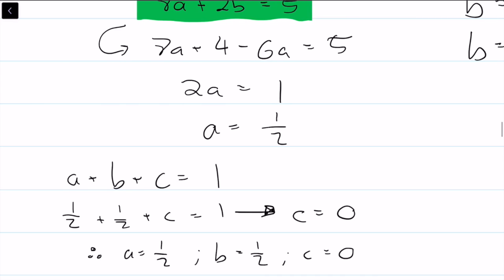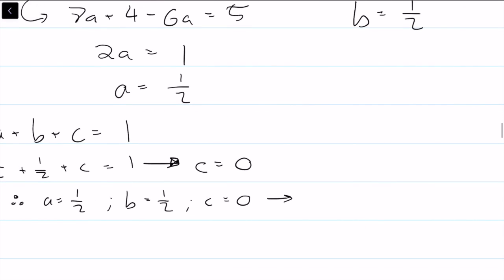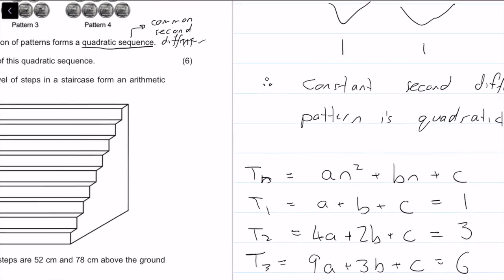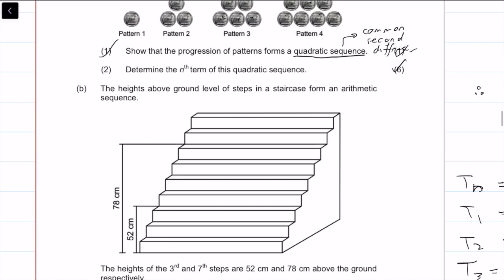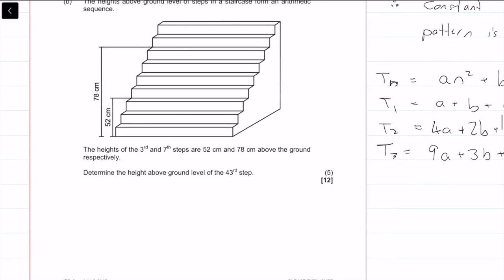Okay, off of that we can write the equation for Tn. Therefore we can say that Tn equals, remember, an squared, so that's going to be a half n squared plus bn plus c, so a half n plus c, which is 0. So that is our equation for Tn. Okay, so quite a lengthy process, but if you know what you're doing, then you can easily get your deserved 6 marks. Okay, so the next question I will do underneath the question.